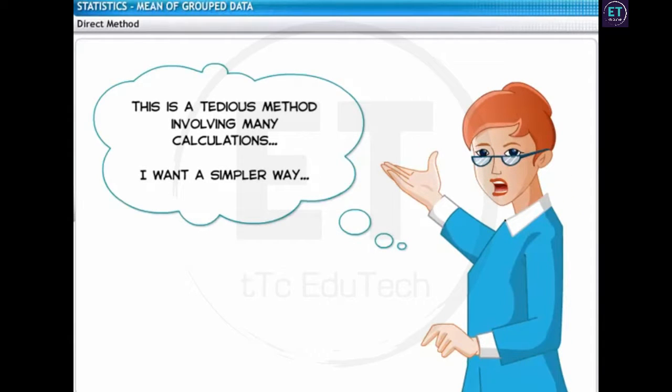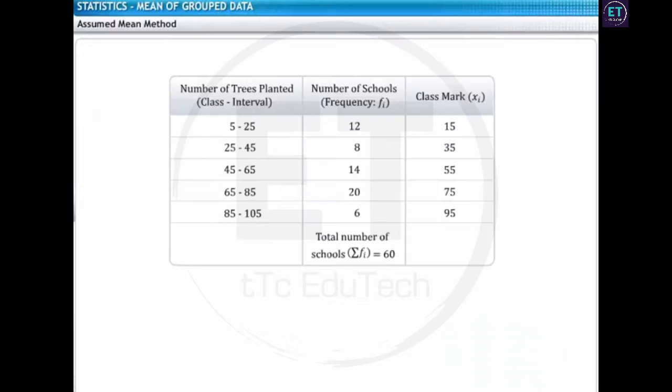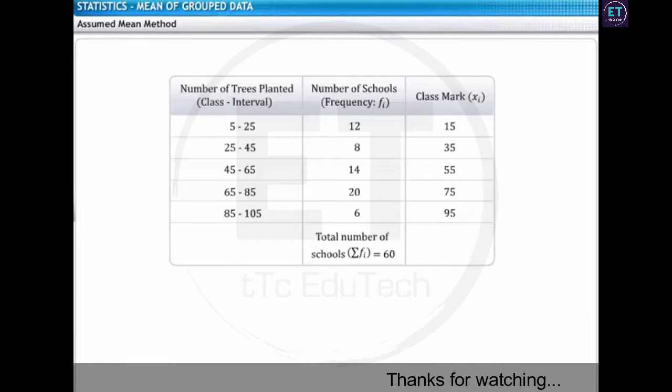This method involves a lot of multiplication and addition. This method can be tedious if the class intervals and frequencies are large. Let us see if there is a simpler way to find the mean of grouped data. Let us go back to the data table. We'll take up from the step where we calculated the class marks for the class intervals in the given data.